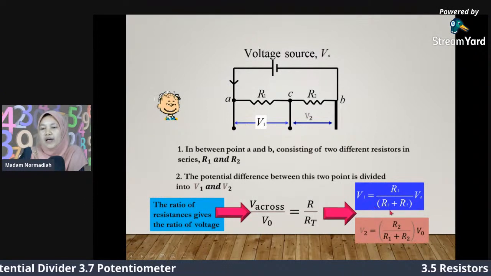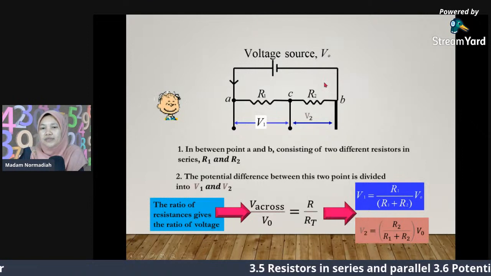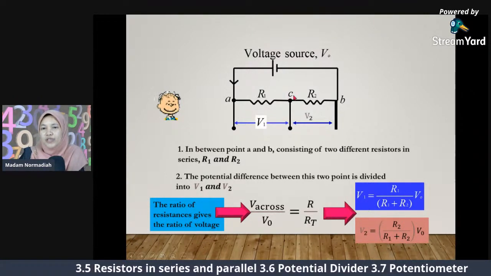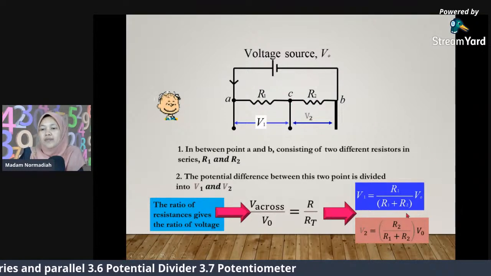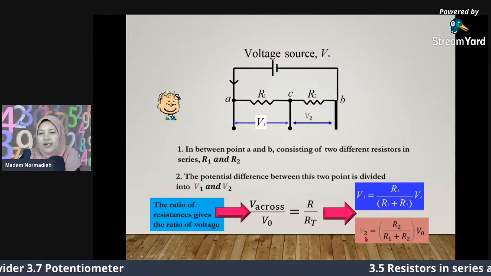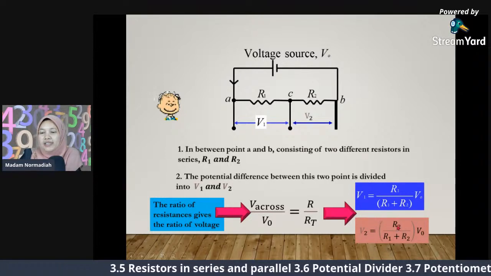Why? We take R1 plus R2. Again, look at this figure. R1 and R2 are in series arrangement. We want to find the total resistance, so we just add both resistances. If you want to find V2, or the voltage drop at R2, you just replace it with resistance 2.